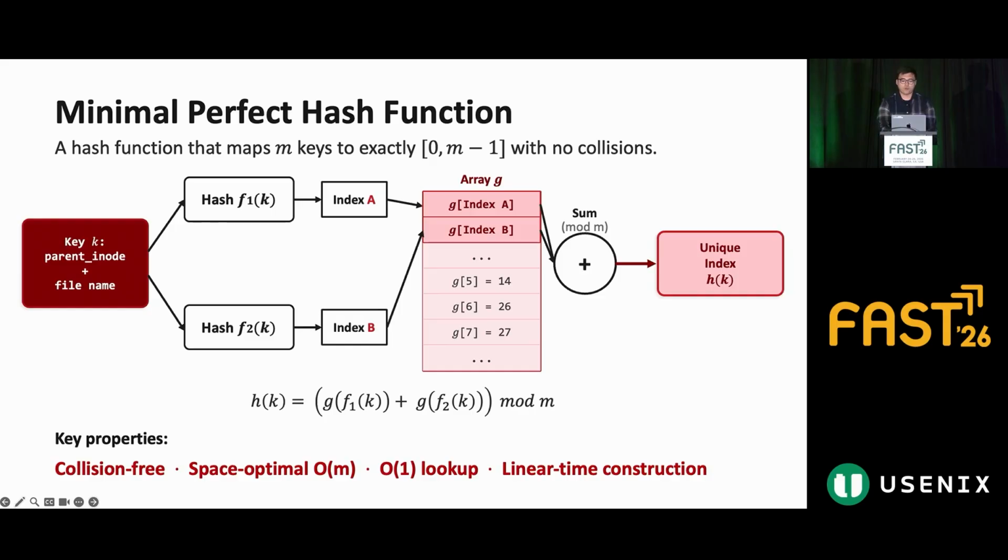The key properties that make the minimal perfect hash function attractive for CoFS are, first, it is collision-free. Every valid key maps to a unique slot. Second, it is space-optimal with O(M) storage complexity. Third, it gives O(1) lookup time complexity. And the last one is that the algorithm we use guarantees that the construction of the minimal perfect hash function during the image build takes linear time.